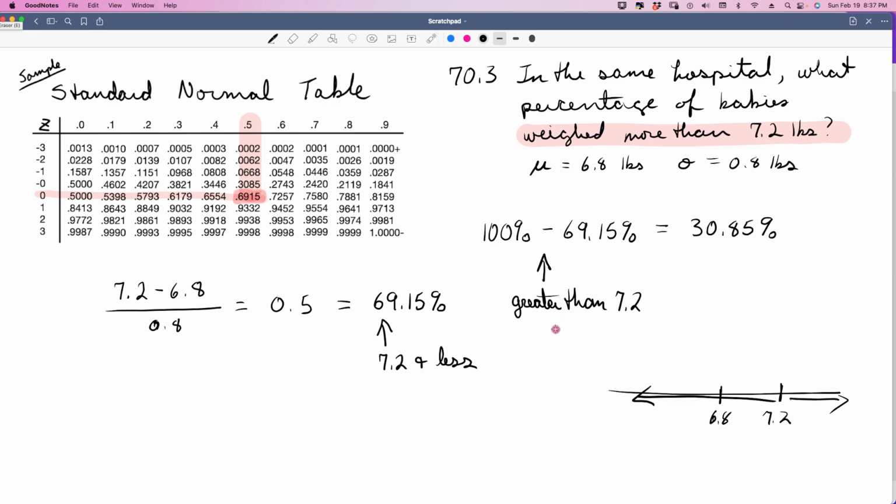So that's all I have, again, for lesson 70. Not a difficult lesson, I don't think. You just have to pay attention to the wording of your word problems and the language that's being used.